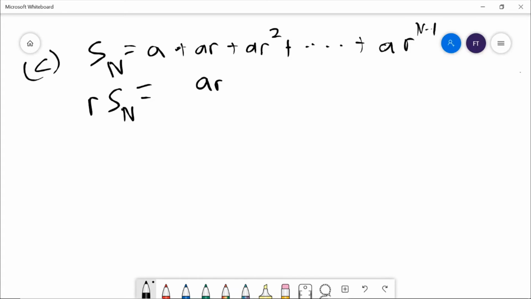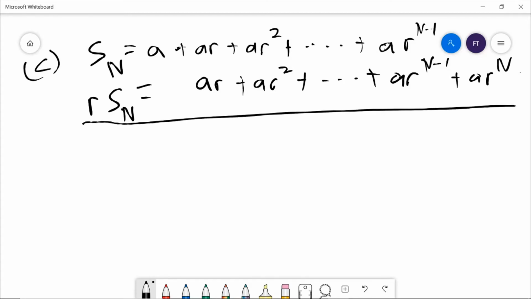So our first term here now is AR, this is AR squared, and so on. Basically what we have here is every term in our sequence now has one higher power of R. So now what we want to do is actually subtract these two from each other. So on the left side here, we get S_n minus R times S_n.